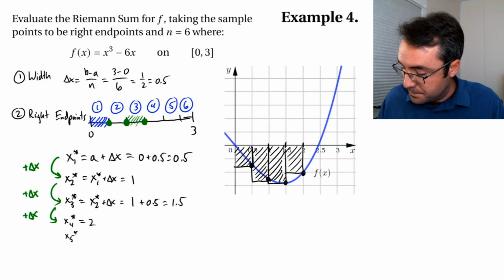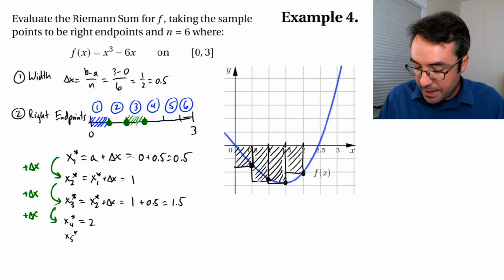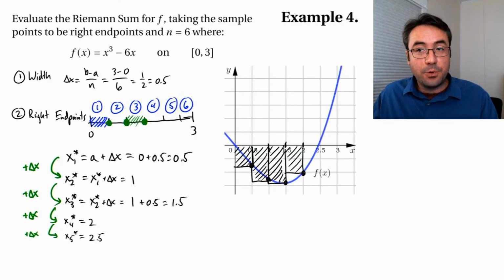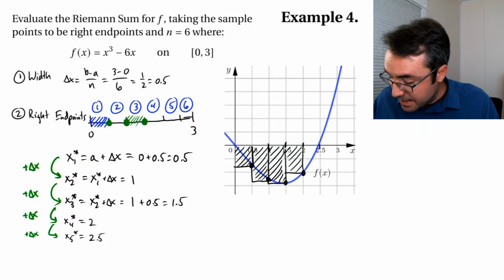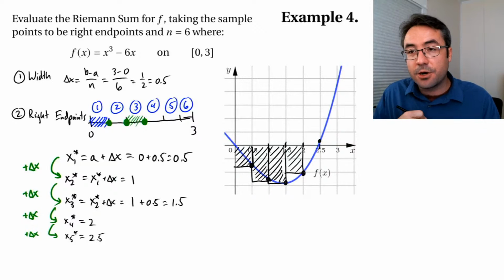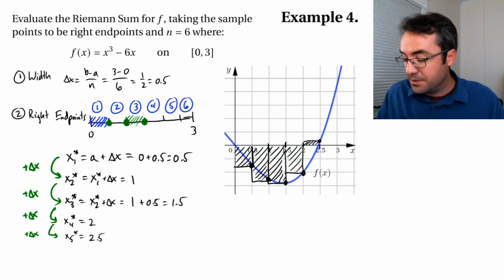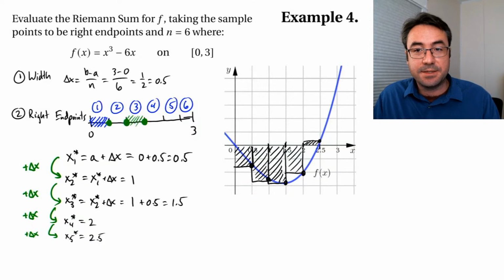Our fifth one, we're going to add in another delta x. So we were at 2, now we're going to be at 2.5. We find 2.5 on the x-axis, and it looks like our curve is now slightly above. So our fifth rectangle is going to be slightly above the x-axis. So that's our fifth rectangle.